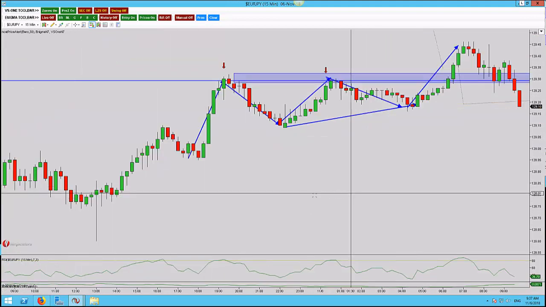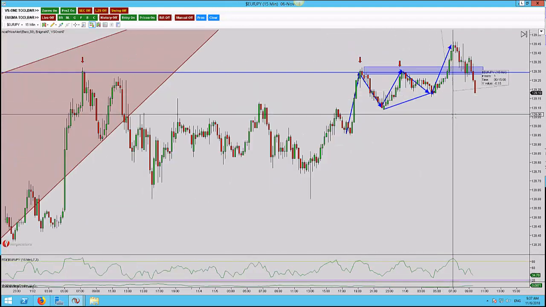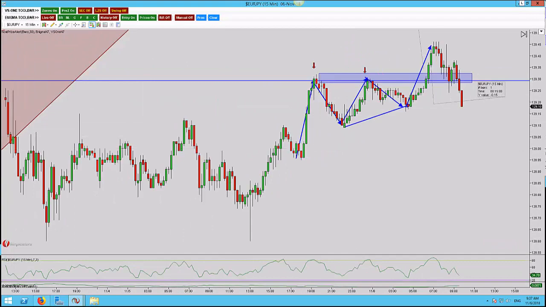And we're back for the final update, and this was short and sweet. We simply just blew right through there and we stopped out for minus 15 pips.